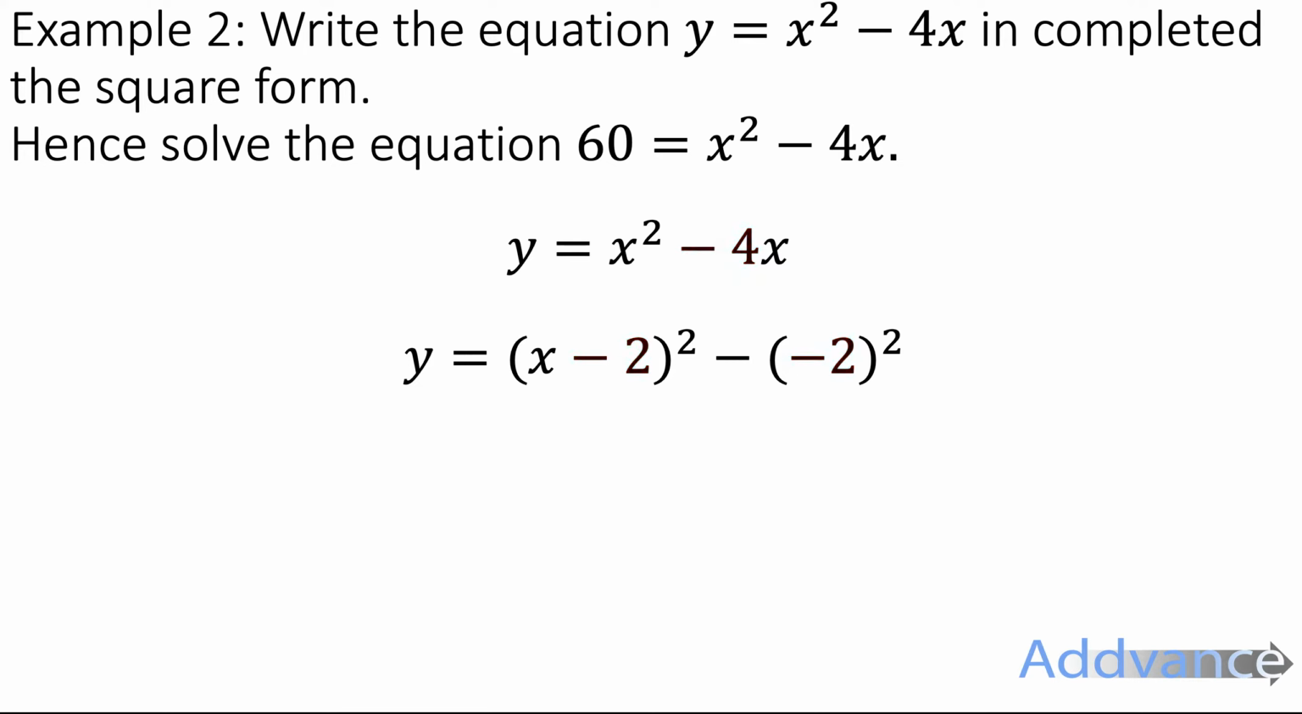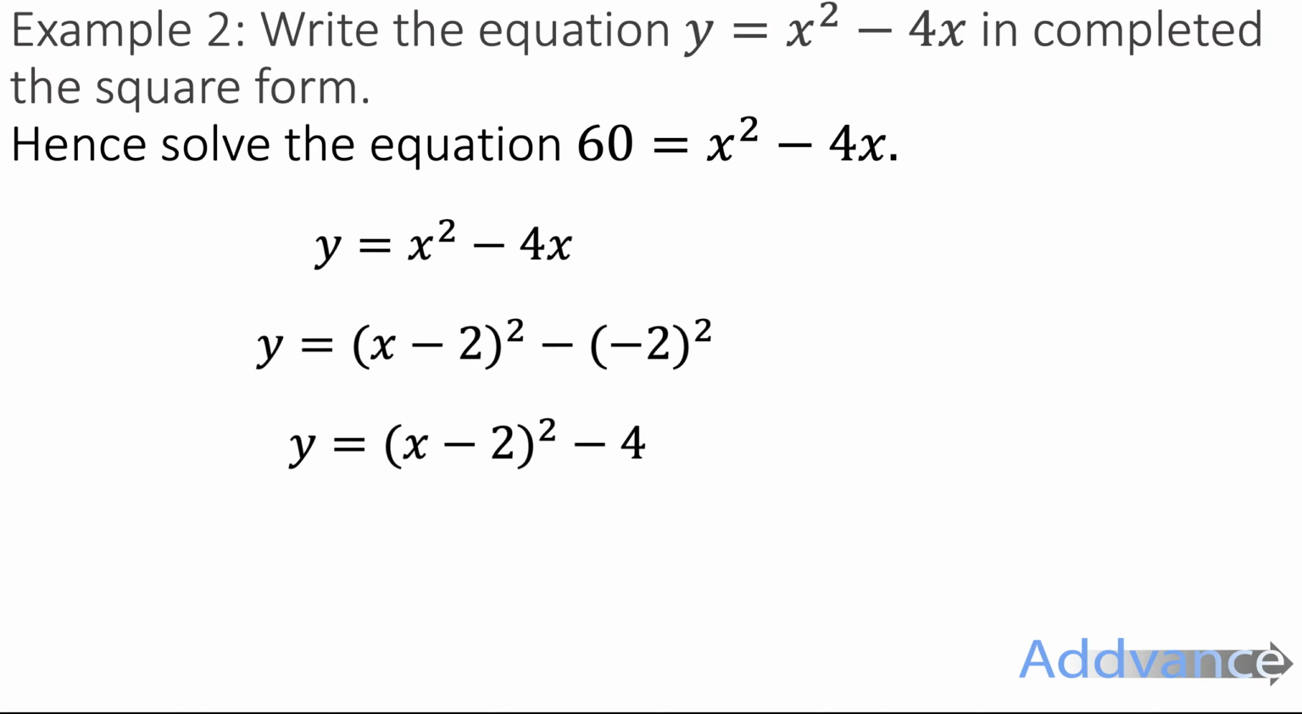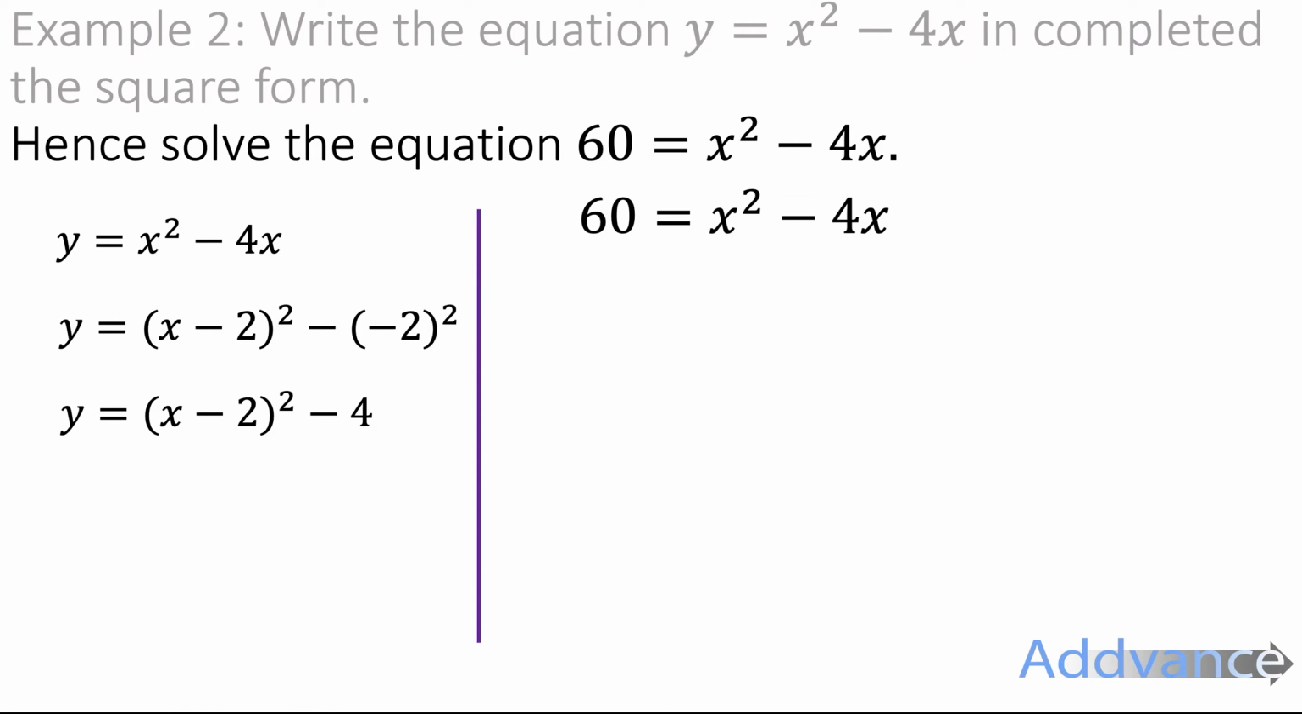Minus 2 squared is 4, so we subtract 4. And we get y equals x minus 2 squared minus 4. And that is it in completing the square form. Now it says, hence solve the equation 60 equals x squared minus 4x. In maths, if you see the word hence, it means you have to use what you just did to solve the equation. And what we just did was we wrote it in completed the square form. So we're going to use completed the square form. The x squared minus 4x can be replaced by x minus 2 squared minus 4. It goes like this. Those two things are the same.